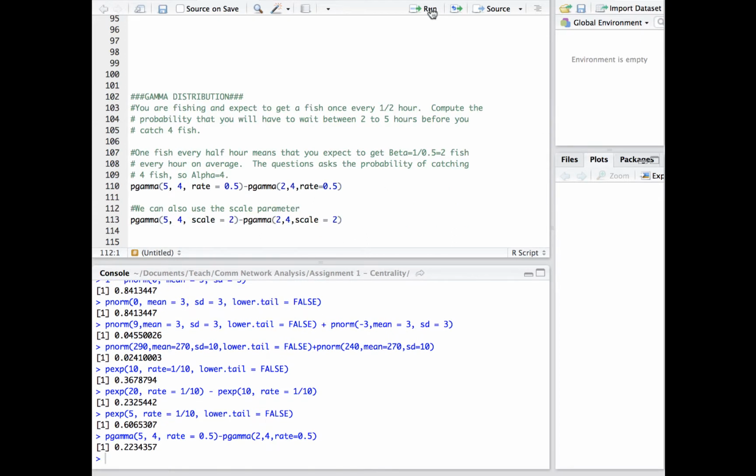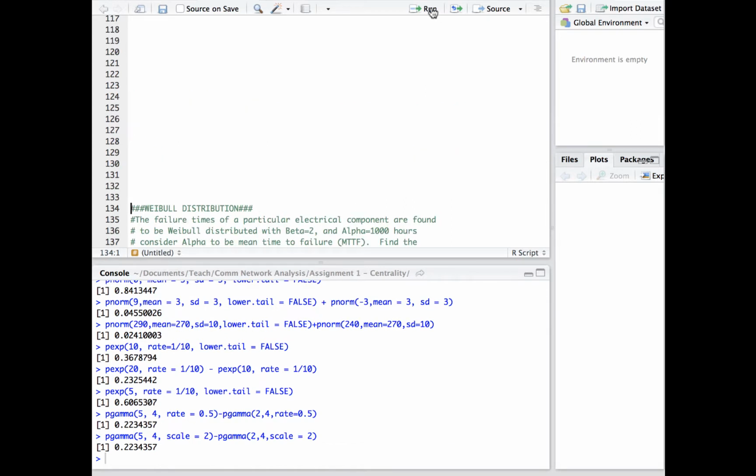And so the result then is 0.2234, and you can check that on your own. There's not a book to reference for that, unfortunately. We can also use the scale parameter. This is showing you a rate, which is what we've been used to dealing with for our formulas. But for the gamma distribution, you can replace rate with scale. You wouldn't use both of them, one or the other. The scale parameter is just 1 over the rate, and that is another way of executing the same problem. You can see the results are the same.